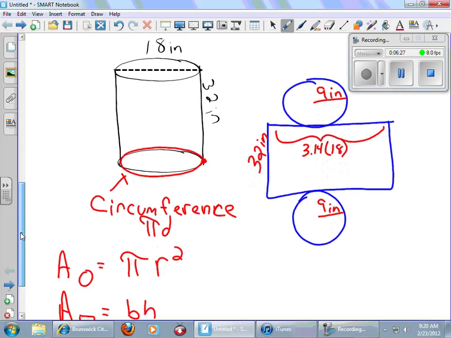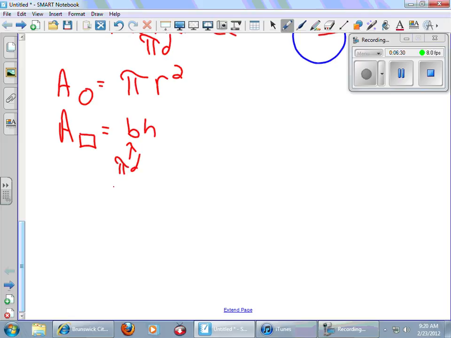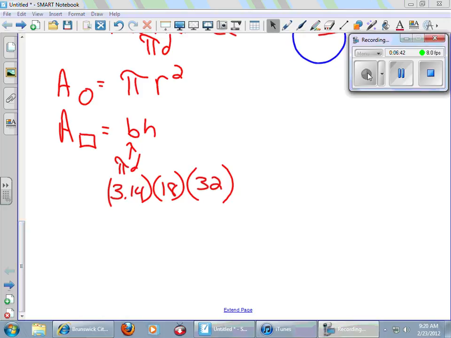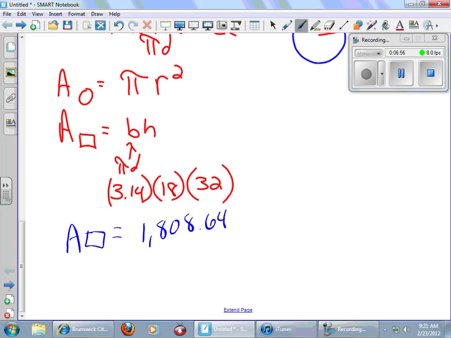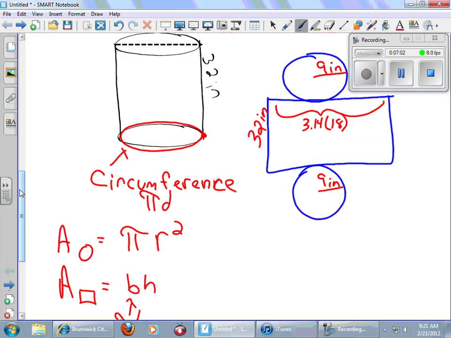I'm going to do the area of my rectangle, and so I'm going to take 3.14. I'm going to multiply it by 18, and I'm going to multiply by the height, which I believe is 32 inches. I'll take just a second to do that. Okay, so I end up with the area of the rectangle. In fact, I'm going to do this in a different color. The area of the rectangle is going to equal 1,808.64 inches squared. All right, so that's the body, 1,808.64 inches squared.